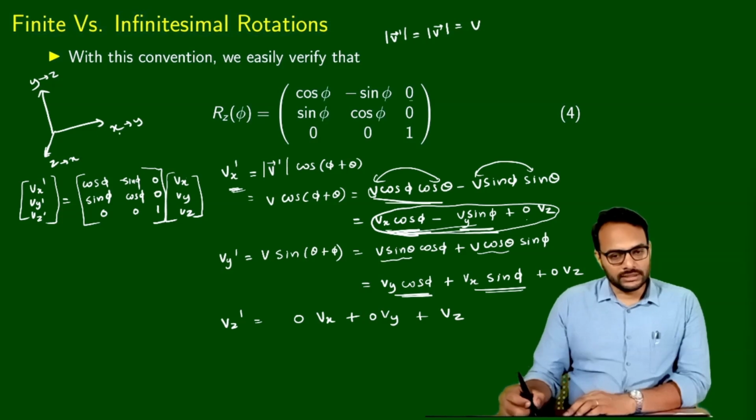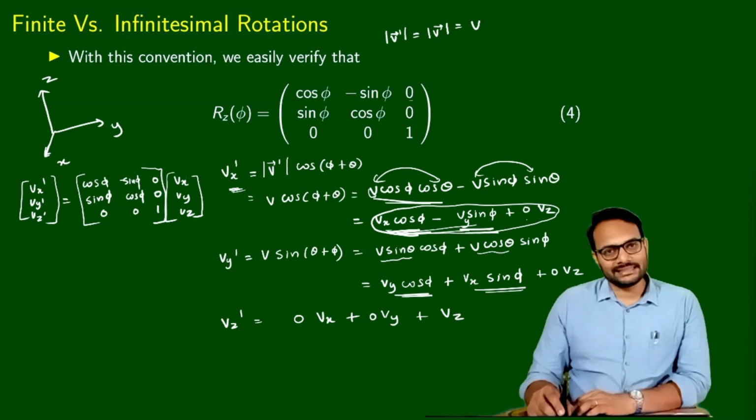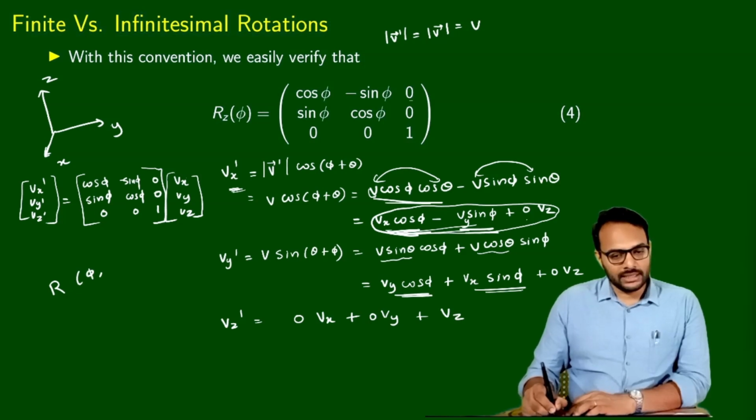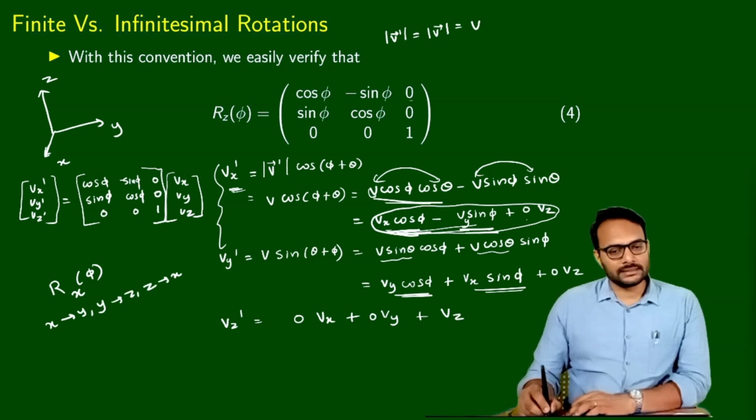Instead of x here, we denote this as the y-axis. Instead of y here, we denote this as the z-axis, and instead of z here, we denote it as the x-axis. Now you could do exactly the same thing, and you would get the rotation matrix corresponding to an angle phi about the x-axis. To get Rx of phi from Rz of phi, you can look at these equations and just make this change. You just change x to y, y to z, and z to x.